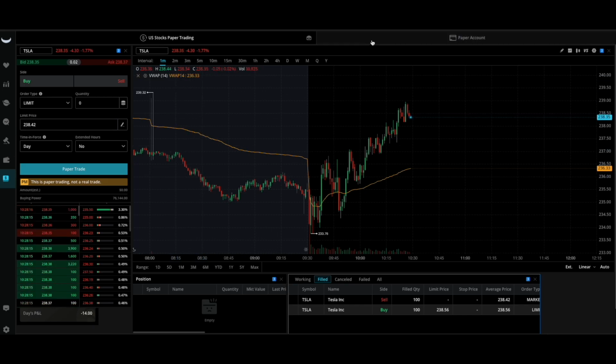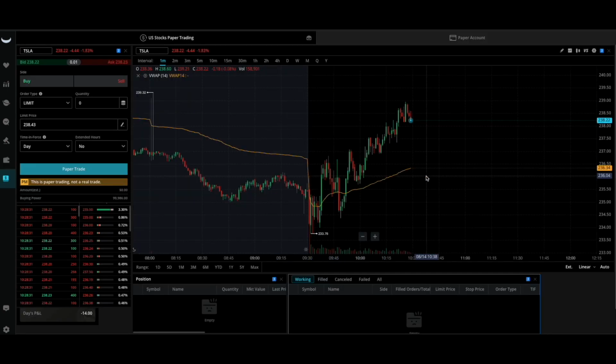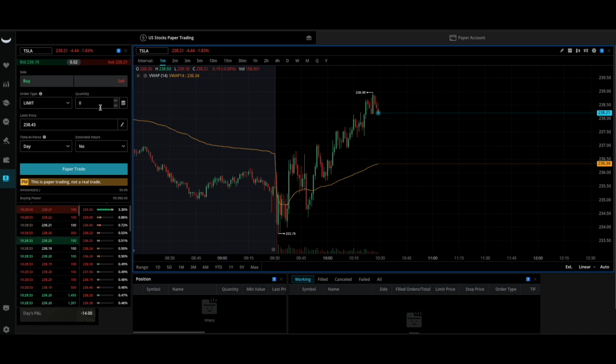If you want to see your overall account, you go back to paper account, and now instead of the 100,000 I started with, I'm at 99,986. So it just shows you that you can continuously trade without risk and just learn how to do the markets and take your chances and understand how the market goes. So let's try it again now. Now we're going to buy again.